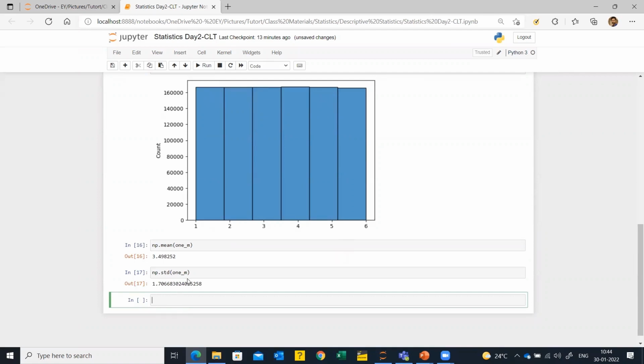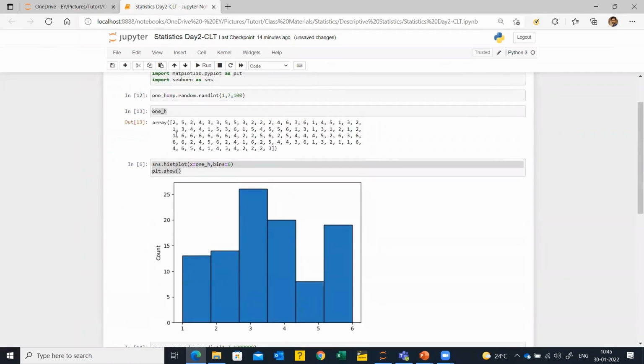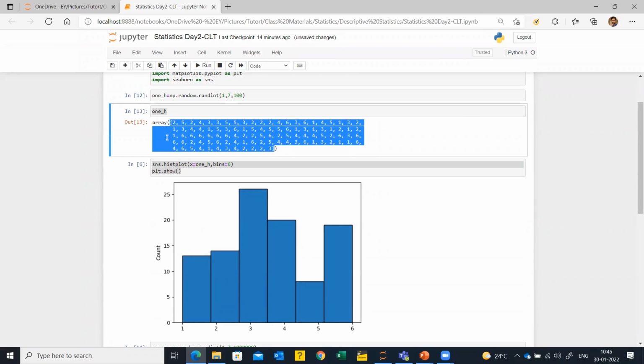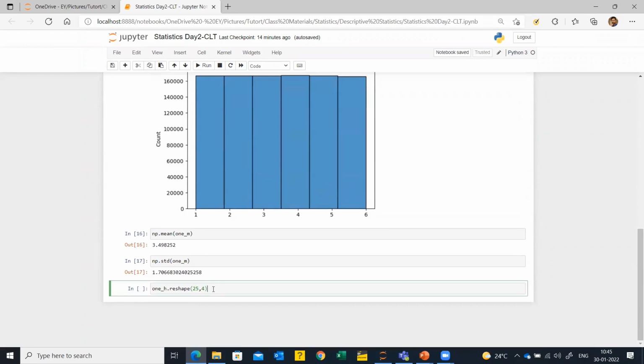Okay. Now, let's reshape this. For example, if I take a smaller number and try to reshape it. So now what I am doing is, I have this array with me, 1_h, right? It has 100 variables, but it is actually linear, or serial. But I want to convert this to a shape where I will say there are 25 rows and 4 columns.